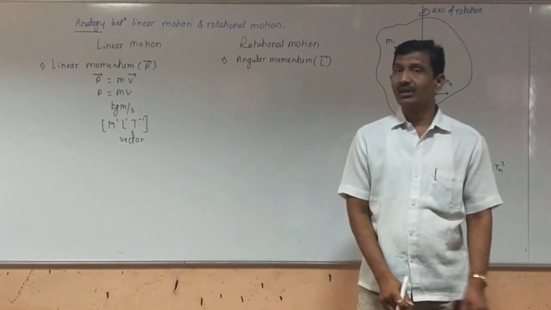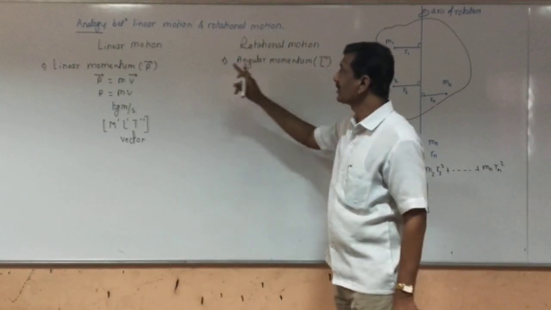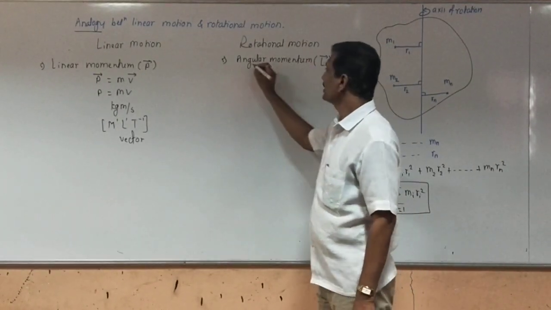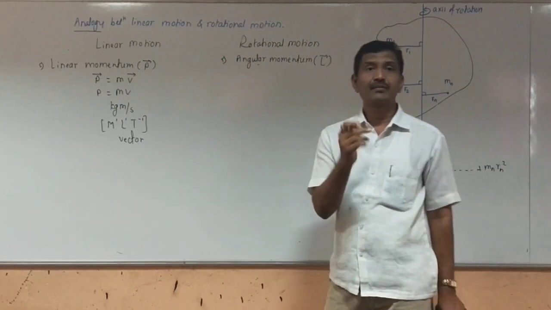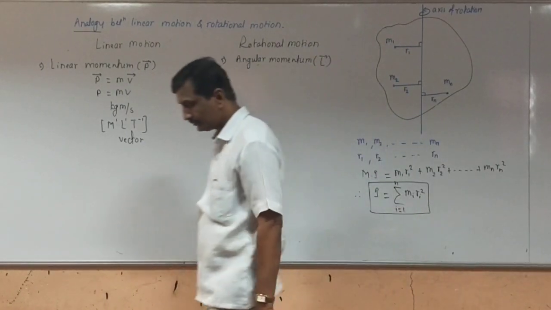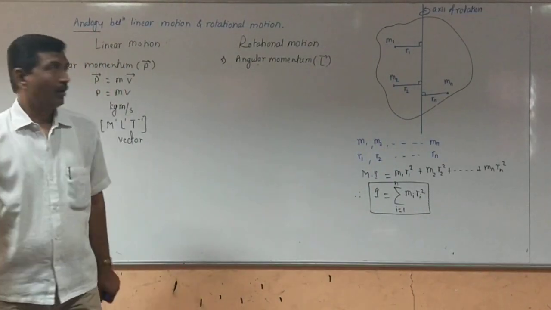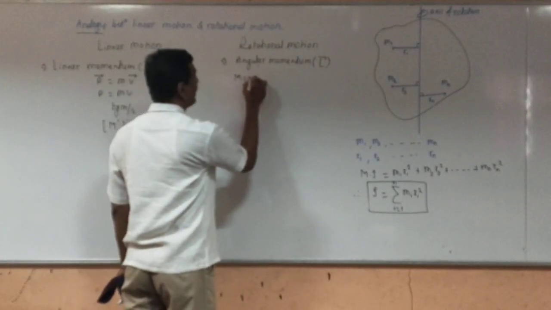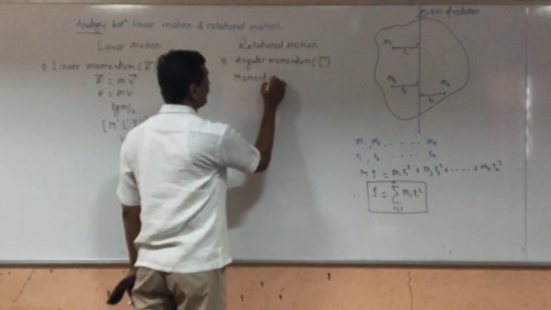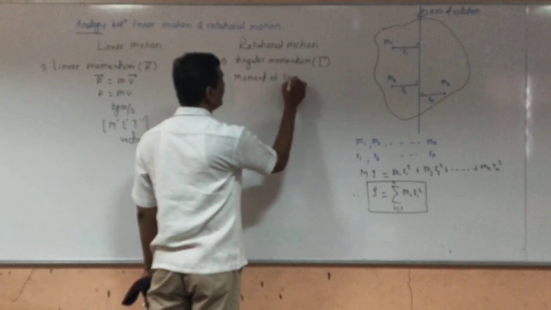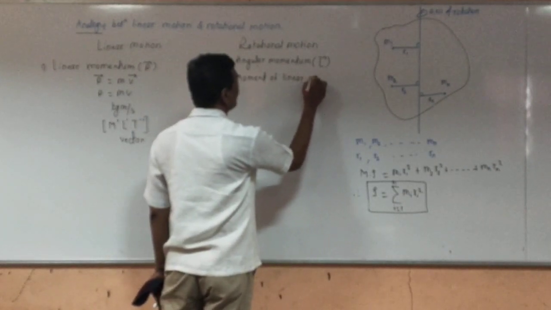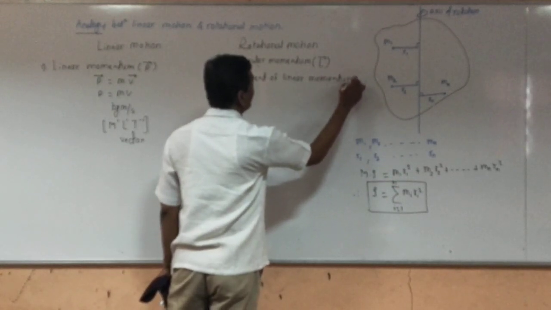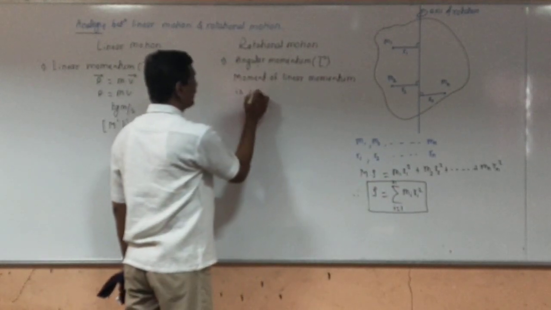Now the physical quantity analogous to the linear momentum is the angular momentum. The question is, what does angular momentum mean? Moment of linear momentum is called angular momentum.